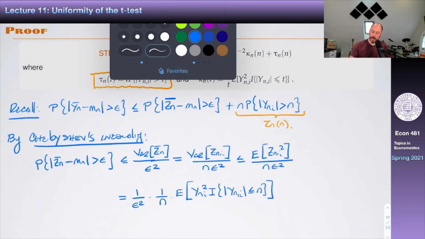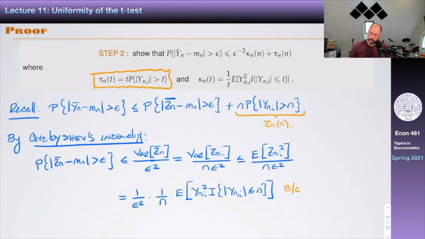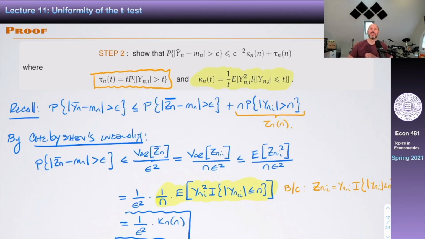I'm going to say here, let me change color, because we defined z i as y i times the indicator that y i is less than n. Cool. So now you look at this, and this is 1 over epsilon squared times kappa n of n, because this object over here is exactly the definition of kappa that we have right there.